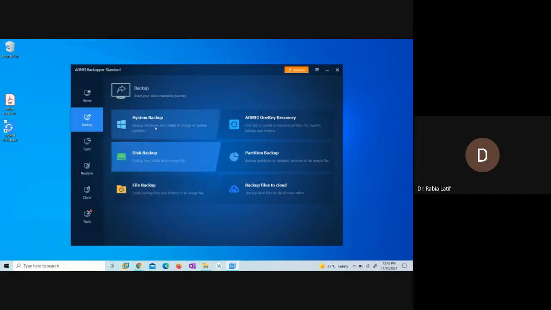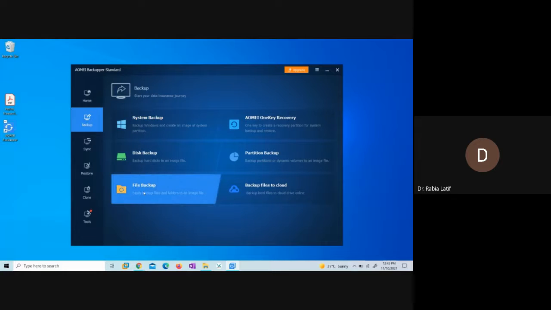Okay, because definitely the rest of these options need time. So we will start with the file backup option. Before proceeding, let me tell you, we are using the standard version of the backup tool. You can also switch to the upgraded version, but in that case, you have to pay for the license. So let's start with the file backup.